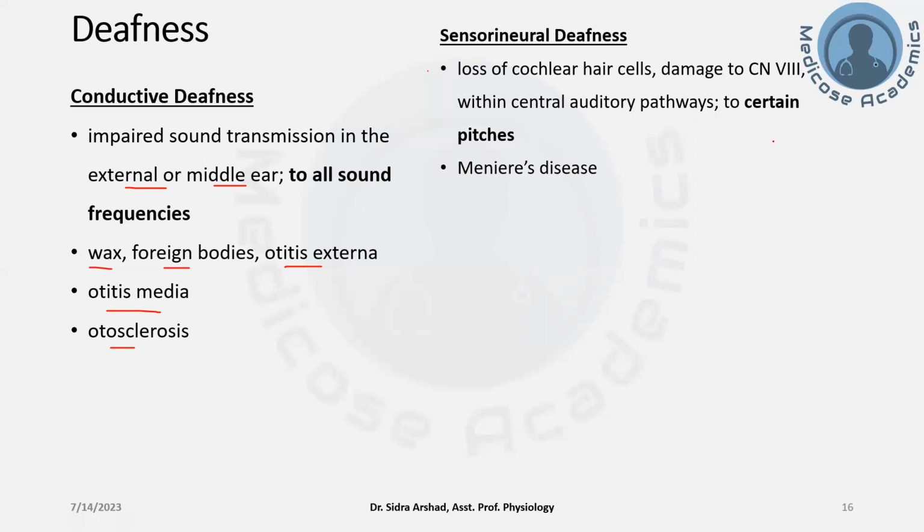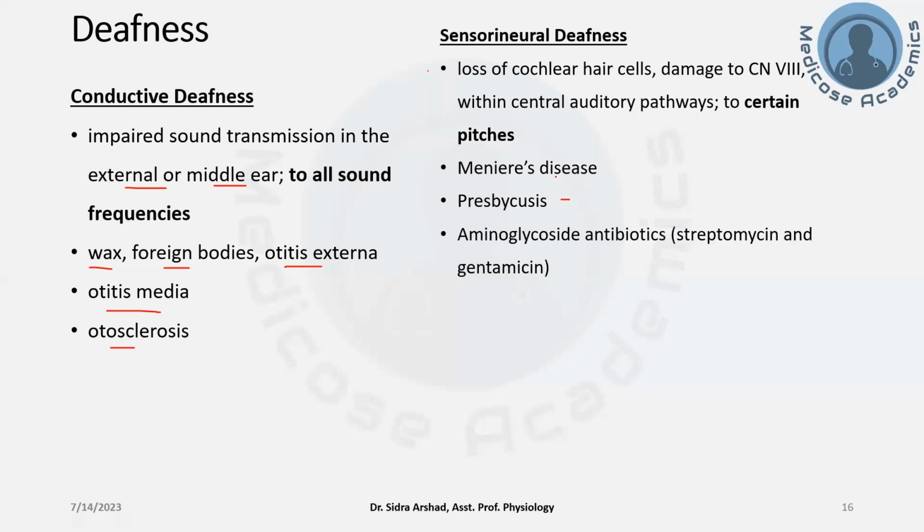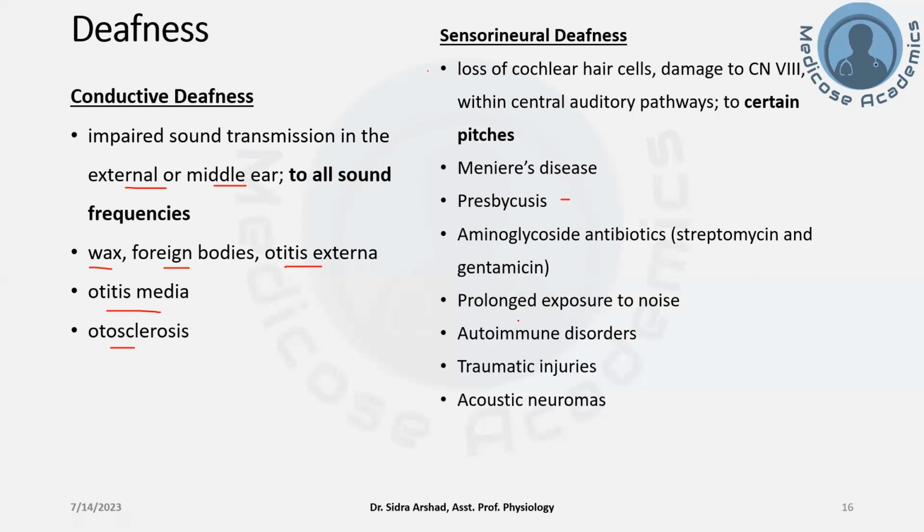It can also be seen in Meniere's disease, in which there is buildup of endolymph fluid, which can damage the organ of Corti. It can be seen in presbycusis, which is the age-related loss of cochlear hair cells. Then there are certain antibiotics, aminoglycoside antibiotics, especially streptomycin and gentamicin, which interfere with the functioning of the hair cells. Prolonged exposure to loud noise, certain autoimmune disorders, traumatic injuries, certain tumors which involve the auditory division of the vestibulocochlear nerve, or even vestibular tumors compressing the auditory nerve, or medullary stroke. So anywhere in the auditory pathway.